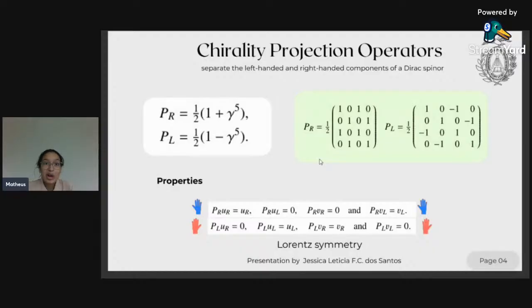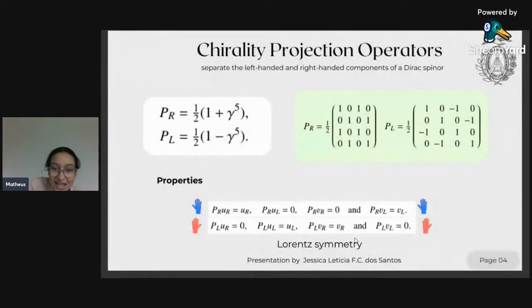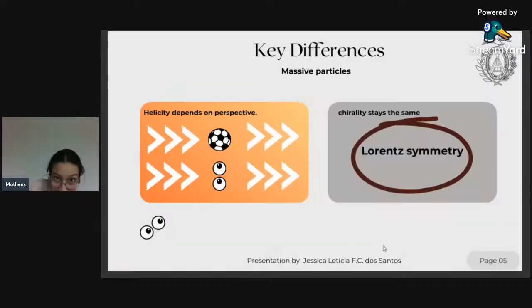Let's now talk about the chirality projection operators. They separate left-handed and right-handed components of a Dirac spinor. Here is our gamma 5 matrix in the Dirac-Pauli representation, and here are some properties that are very similar for both left and right-handed. I put this phrase here, but I think it's maybe unorganized, but you will understand it.